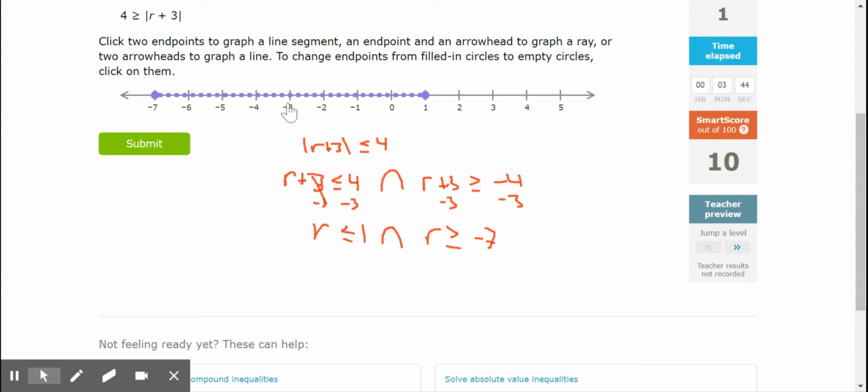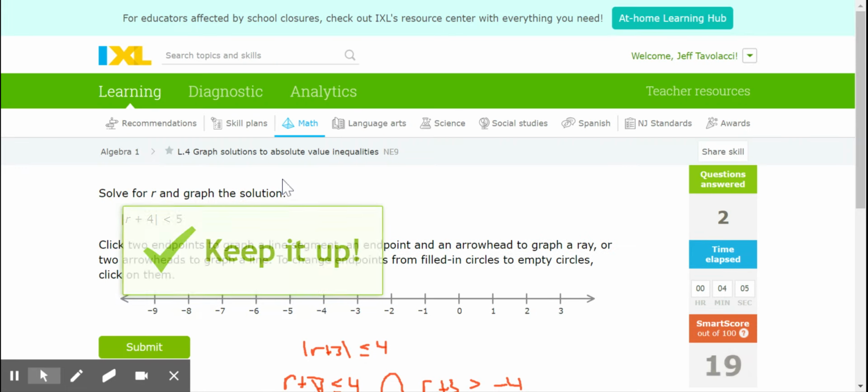Again, the center of this, r plus 3, the center of that would be negative 3. Negative 3 plus 3 is 0. Okay, things that are less than 1, 2, 3, 4 units in one direction and 1, 2, 3, 4 units in the other direction. So less than 4 units from the middle, which is 0. Okay.